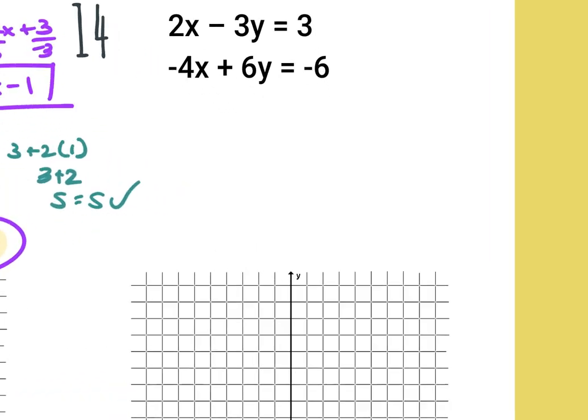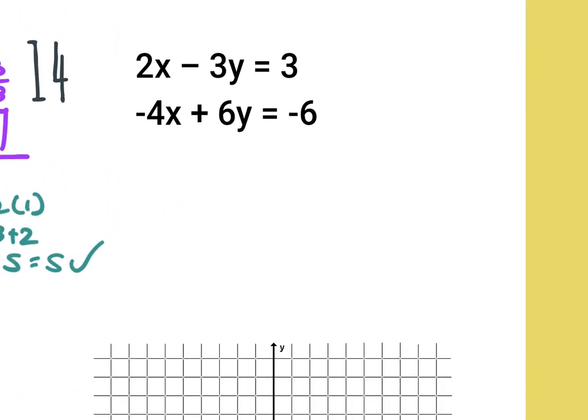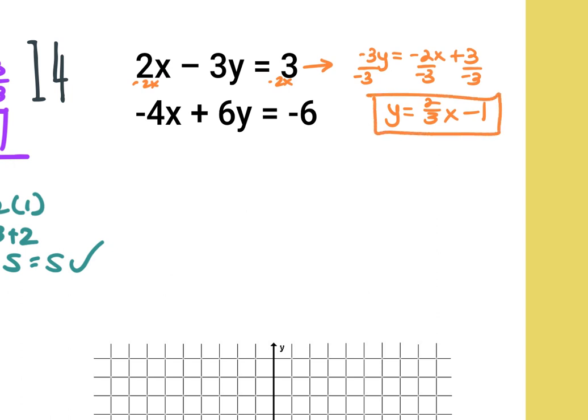All right, go to 14. So I'm going to start with the top. I'm going to solve this one for y. Negative 3y would equal negative 2x plus 3. And then divide by negative 3. Y equals 2/3 x minus 1. Because I'm moving it to the other side, like this one came over here. That's the first one.